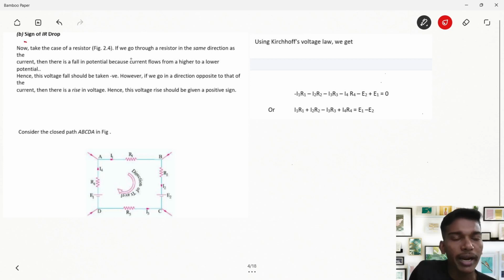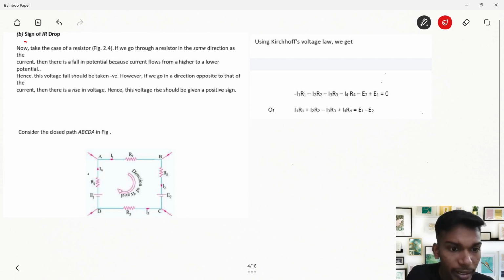Now the sign of the IR drop. In the previous slide I explained the sign of the EMF of a battery. Now we will take the sign of the IR drop. Now take the case of a resistor. If you go through the resistor in the same direction as the current, then there is a fall in potential because current flows from higher to lower potential. The voltage shall be taken negative. However, if you go in the direction opposite to the current, then there is a rise in voltage. Hence, the voltage rise should be given a positive sign.